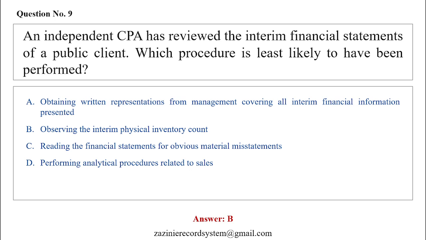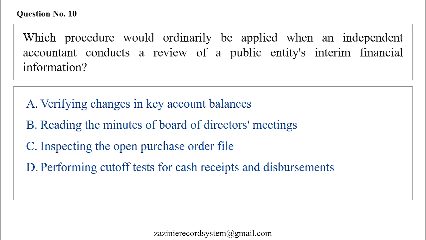Question number 10. Which procedure would ordinarily be applied when an independent accountant conducts a review of a public entity's interim financial information? Letter A. Verifying changes in key account balances. Letter B. Reading the minutes of Board of Directors meetings. Letter C. Inspecting the open purchase order file. Letter D. Performing cut-off tests for cash receipts and disbursements. Correct answer is letter B.